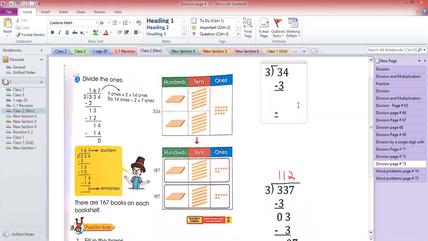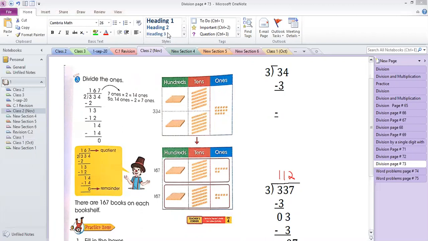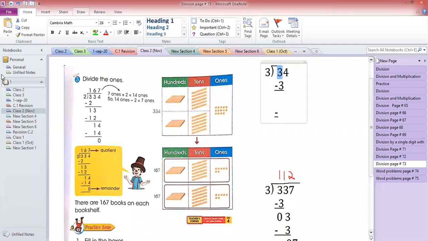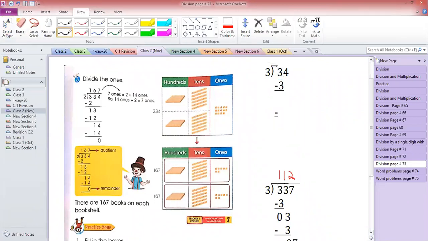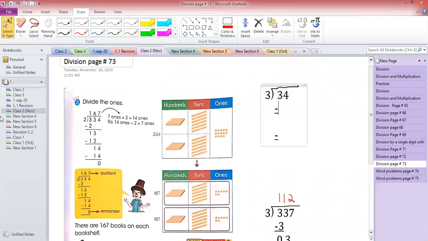This is 34 divided by 3. Take only 3. Check. 3 multiplied by what number will give you 3? I'm going to take one participant. Os, can you hear me? Yes, sir. I want to divide 34 by 3. Okay. So the first digit is 3. 3 multiplied by what number will give you 3? Consider this 3 only. Yes, 1. So you will write 1.